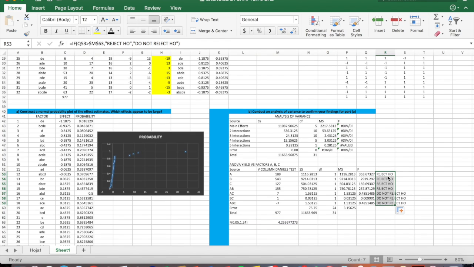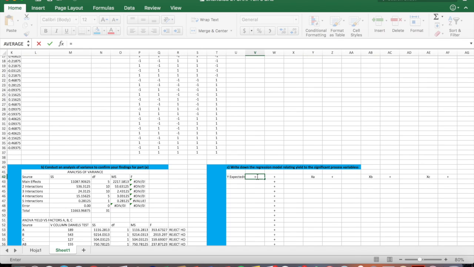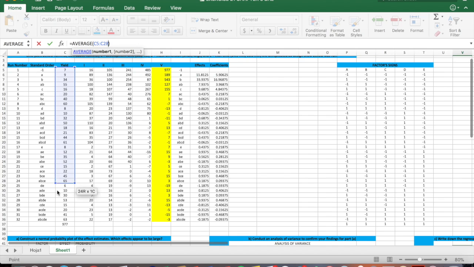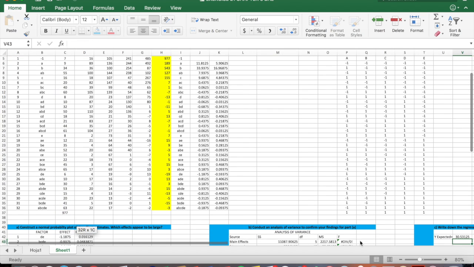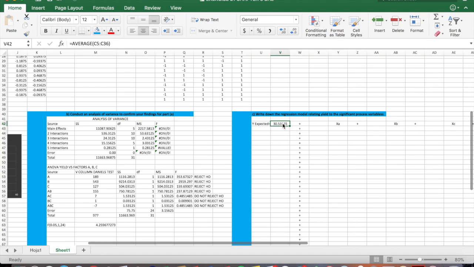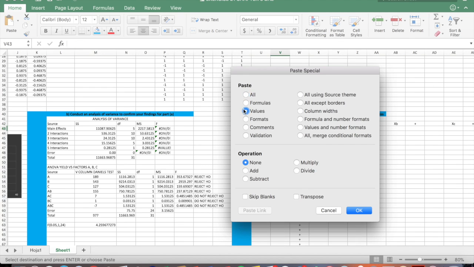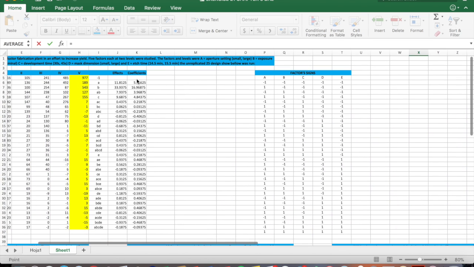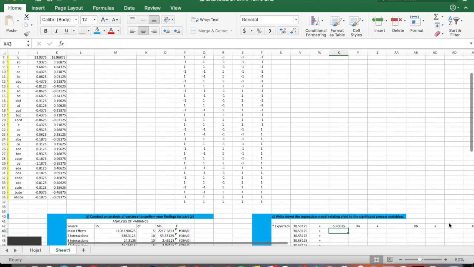So we get that the first four are rejected, so there we have a confirmation for what we had previously got. Well, knowing that, we go down to write the regression model, and we take A, B, C, and AV as the factors of our regression model. We copy the coefficients for first the main one, then for A, as we can see there.